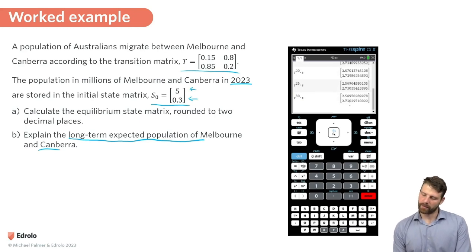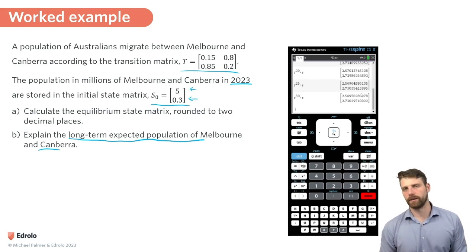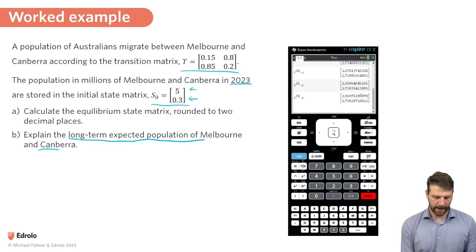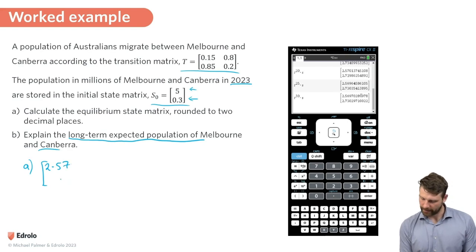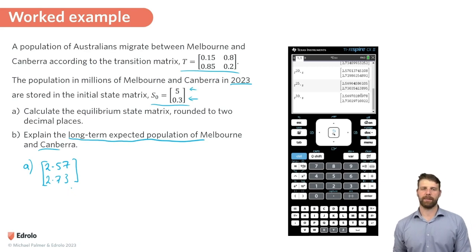That one seems to be stable there. I can see that it hasn't moved from 2.56 to 2.73. And so I'm pretty confident now that that's going to be the equilibrium state matrix. So for part A, the matrix is 2.57 and 2.73. And that's in the millions of people.